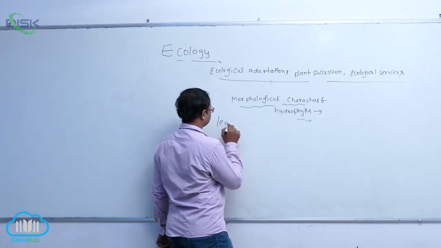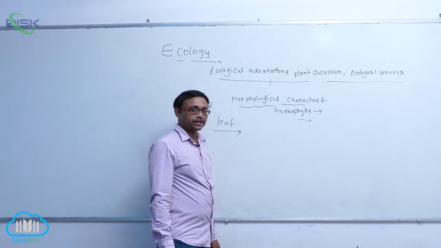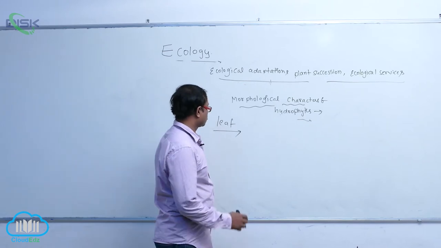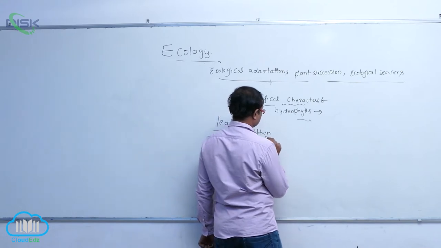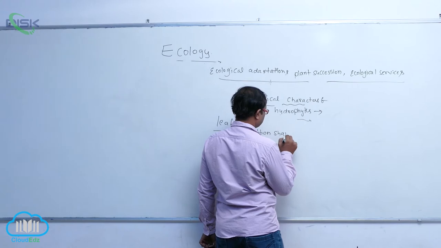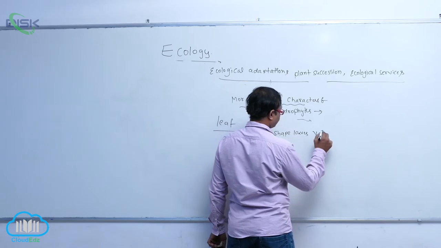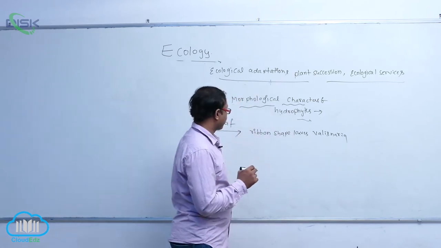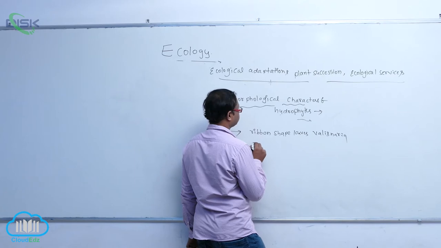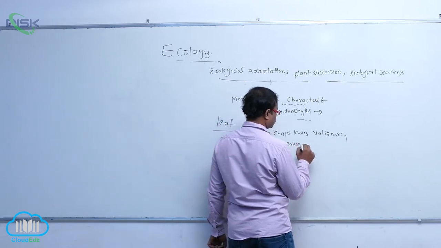Leaves. Generally, there are different types of leaves. Ribbon-shaped leaves, for example, in Vallisneria, and dissected leaves, for example, Ceratophyllum.